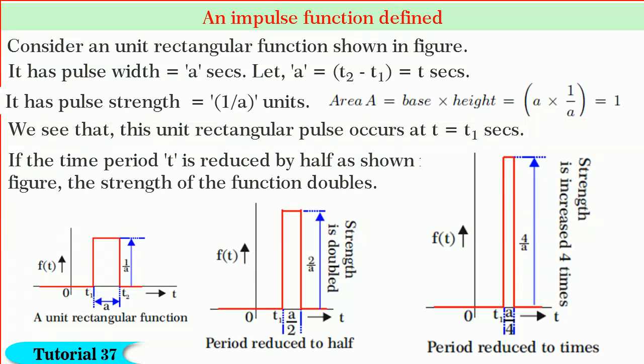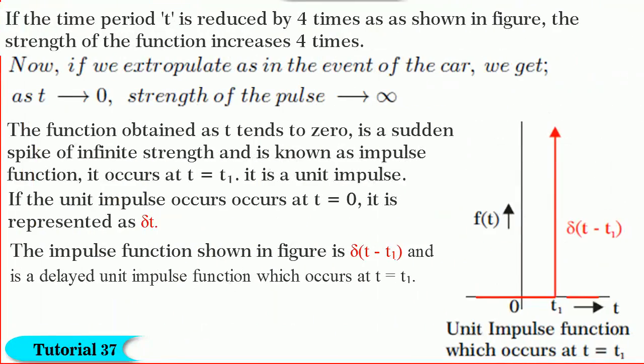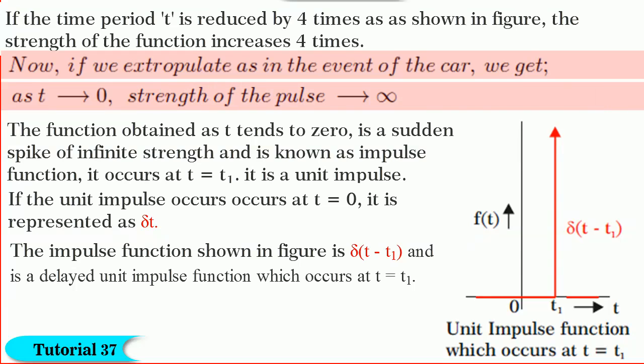Note that. Now, let us go on reducing the pulse width and see what happens. If the time period t is reduced to half as shown in figure, the strength of the function doubles. Further, if the period t is reduced by 4 times as shown in figure, the strength of the function increases 4 times. Now, if we extrapolate, as t tends to 0, the strength of the function tends to infinity.